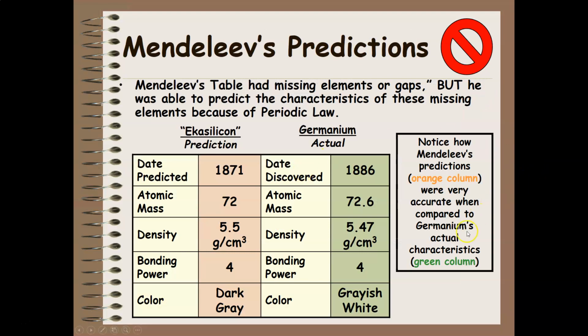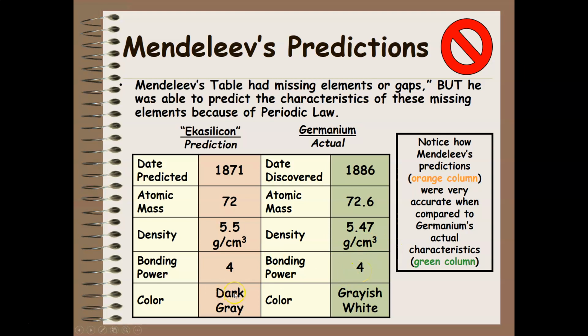So here's an example. In the orange over here was his prediction. He called it ecosilicon. He thought it would have a mass of 72, and it has an average mass of 72.6. That's pretty close for a guess. He thought the density would be 5.5, and it was 5.47. Bonding power is how many things it likes to bond to. It likes to make 4 bonds, and it does in real life.